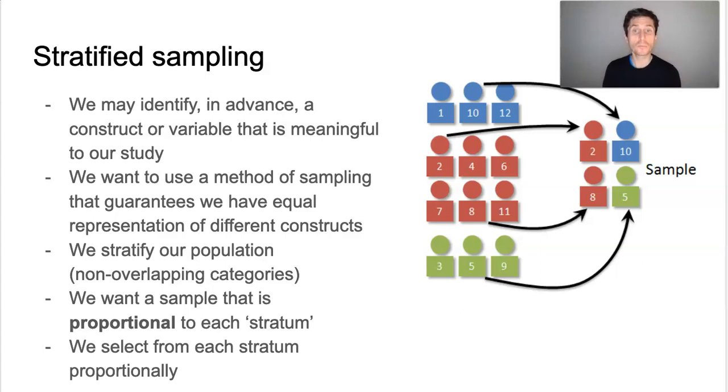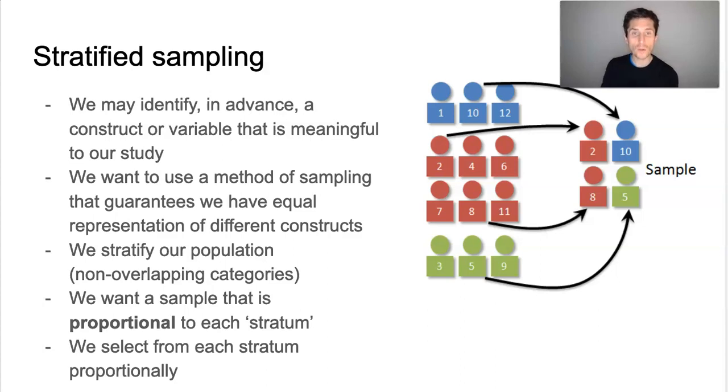So let's say our blues are college educated. Let's say our reds are not college educated. And let's say our greens are unknowns. I just realized this has no political implications of blue and red. I don't mean anything by that. Okay, so let's assume then that we want to sample from that population.